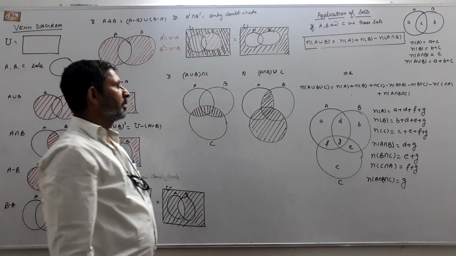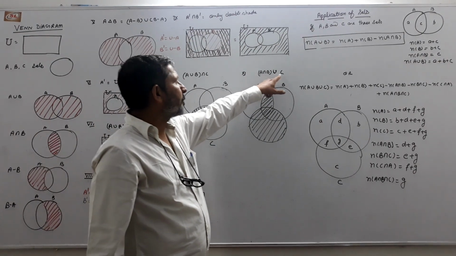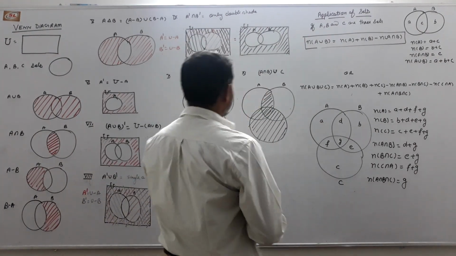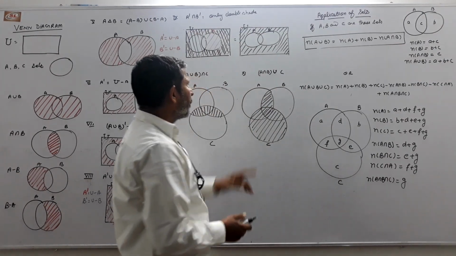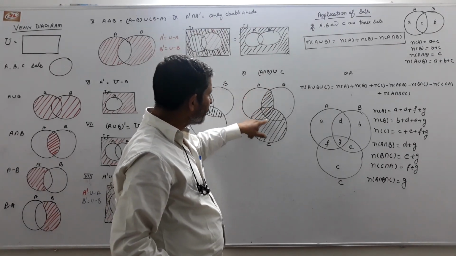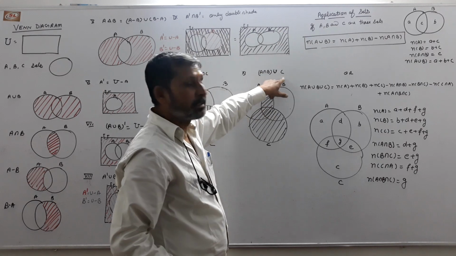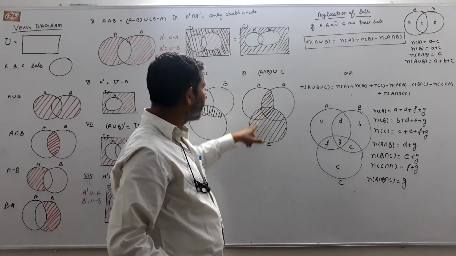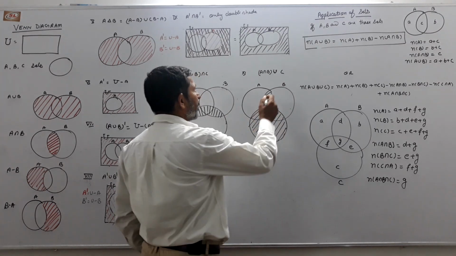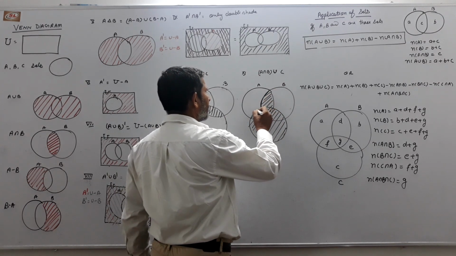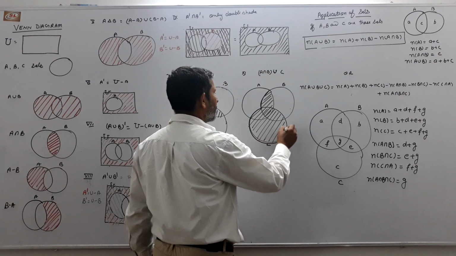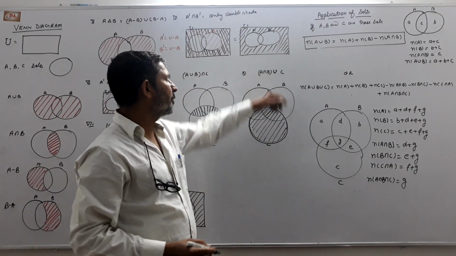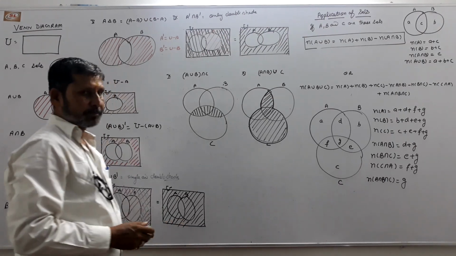This part. Similarly, A intersection B union C. A, B, C are three sets. So, what about A intersection B? This part is it. Union with C. This part union with C means all this part. This part represents A intersection B union C.